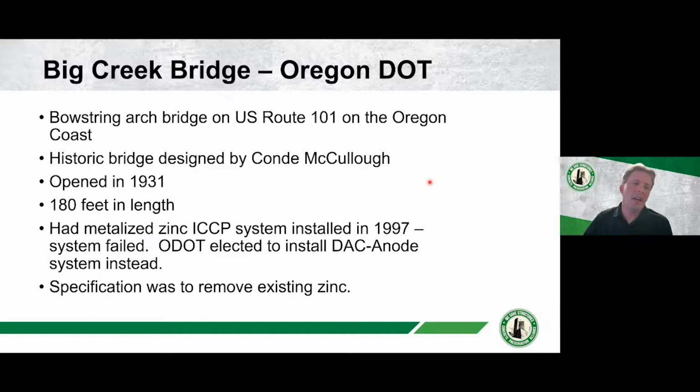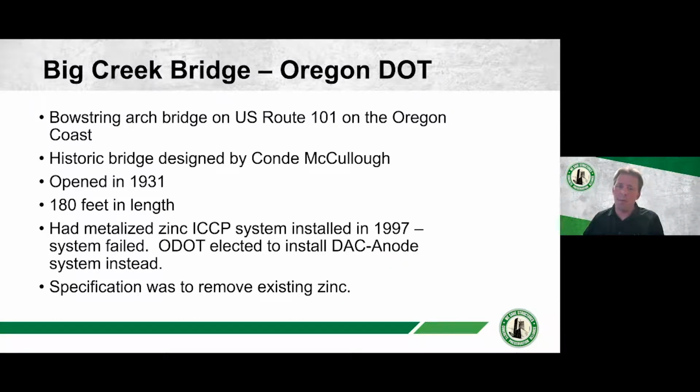This structure here had a metallized zinc system that was installed in 1997, and the system failed. And I don't know why exactly, but I think it had something to do with how the DC current, how the rectifier was hooked up to the zinc system. If that's hooked up incorrectly, you can destroy the zinc anode. So in this case, ODOT decided to install a DAC anode system. And then we had to remove the existing zinc.